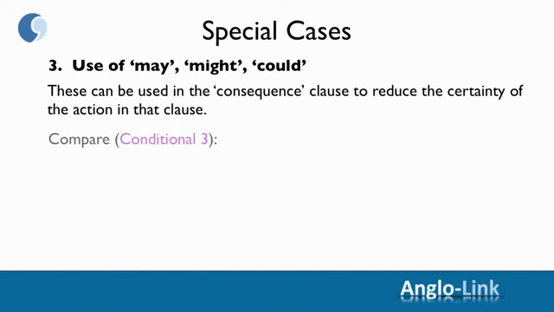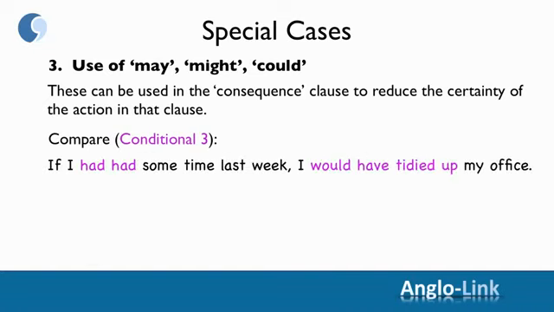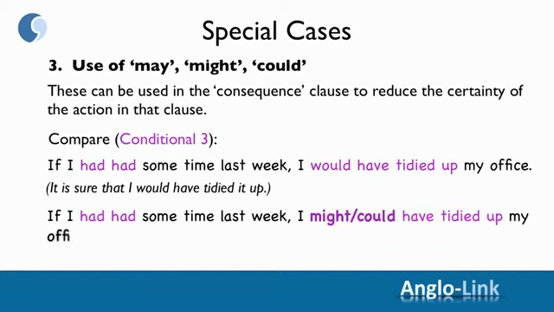Let's look at these words in conditional 3. If I had had some time last week, I would have tidied up my office. It is sure that you would have tidied it up. If I had had some time last week, I might have tidied up my office. Or, I could have tidied up my office. Now, it's not so sure that you would have done that. It's just possible that you would have tidied it up.